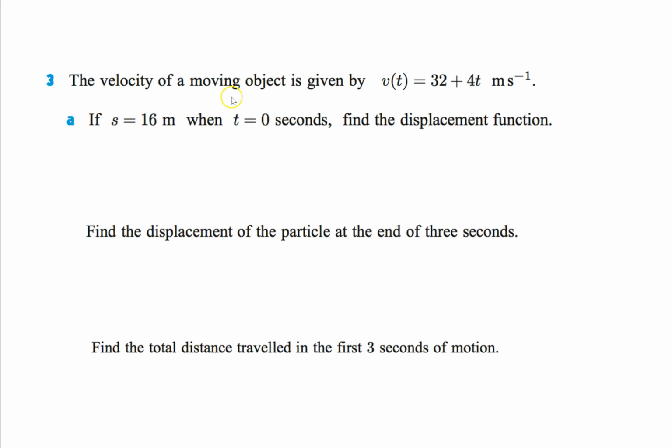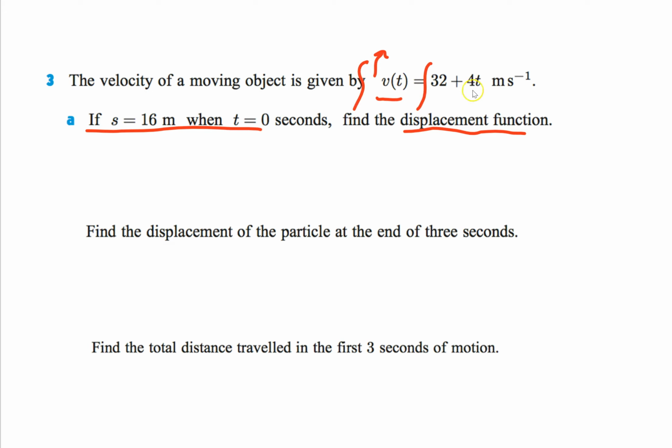If the velocity of a moving object is given by v of t equals 32 plus 4t meters per second, and s is 16 when t is 0, find the displacement function. So again, notice I have velocity and I have to go to displacement. You integrate, right, to go one up. And look what they gave you: a point. s is 16 when t is 0. They're telling you that at 0 seconds, your displacement is 16. That's what that's about. They want you to find c. So we have to integrate this.